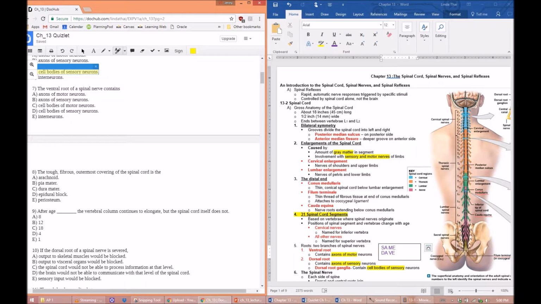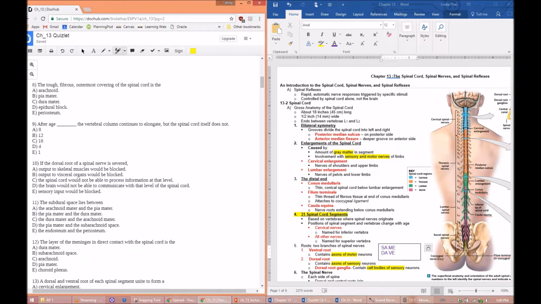The ventral root of a spinal nerve, it contains, remember SAME DAVE, we got ventral, it's going to be efferent, so it's going to be the axons of the motor neurons. The tough fibrous outermost layer of the spinal cord, tough fibrous, think of durable, dura mater.